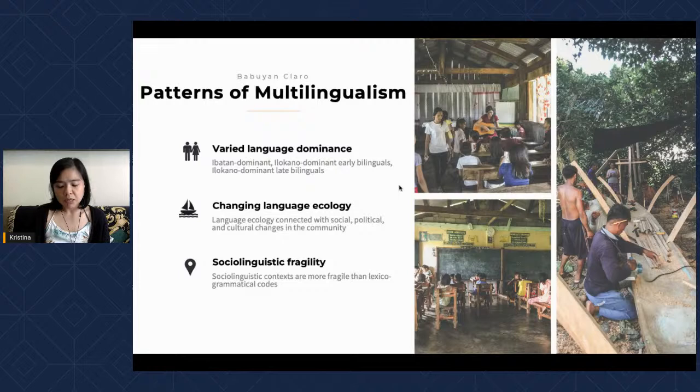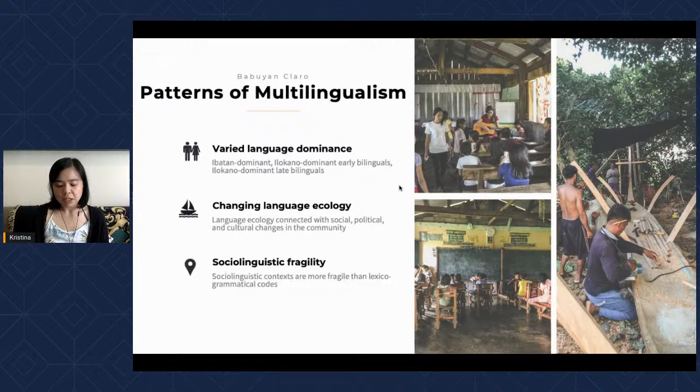Now, in terms of who and what to document, Ibatan definitely is the ancestral code of the community. And I recognize the importance of documenting Ibatan as it is still a threatened language, given its position with Ilocano and Filipino at present. However, putting primacy over documenting a particular group of speakers in the community would give us an incomplete picture of how Ibatan is actually used. So we need to consider a whole range of speakers of varying dominance in the language.